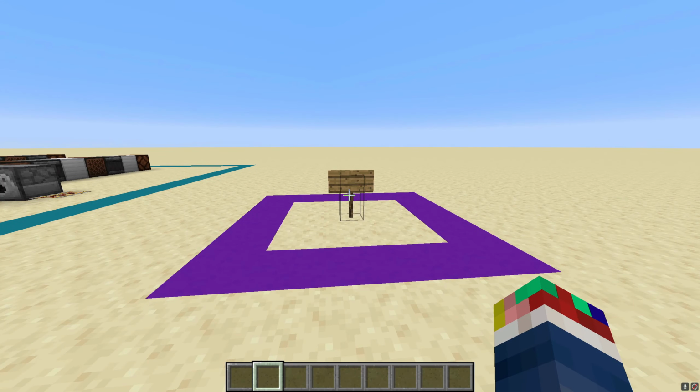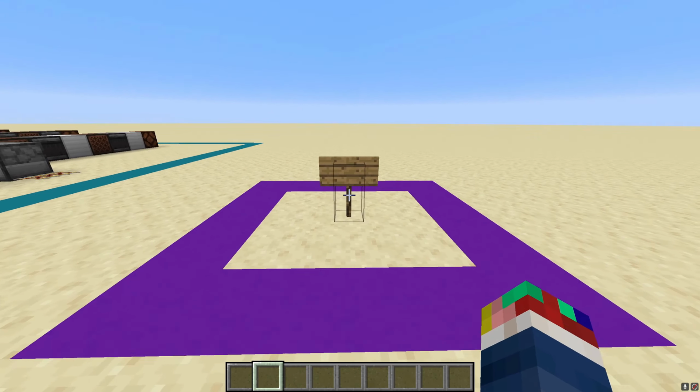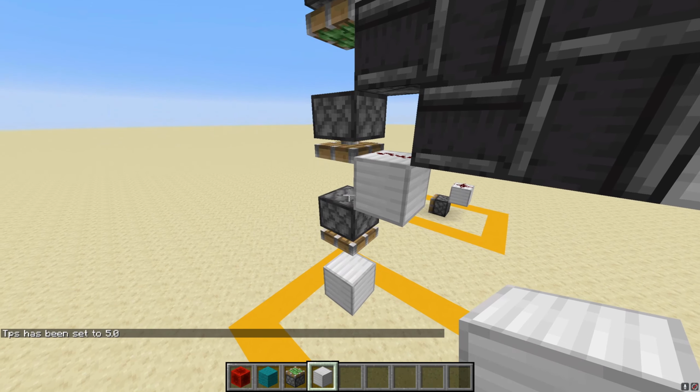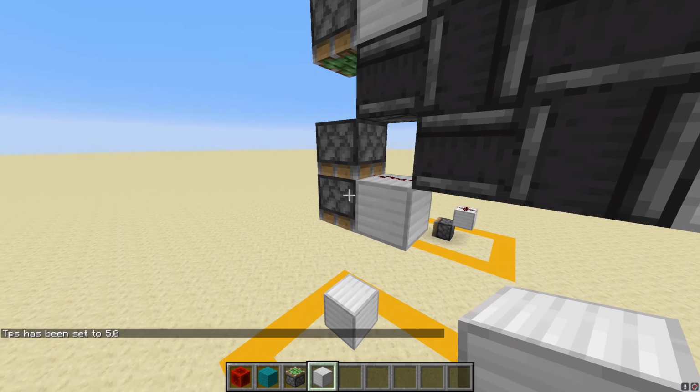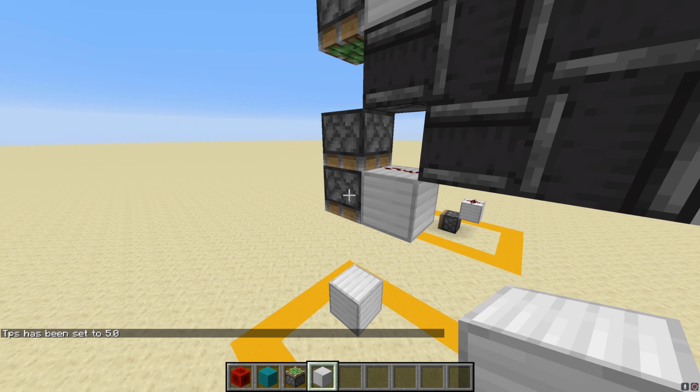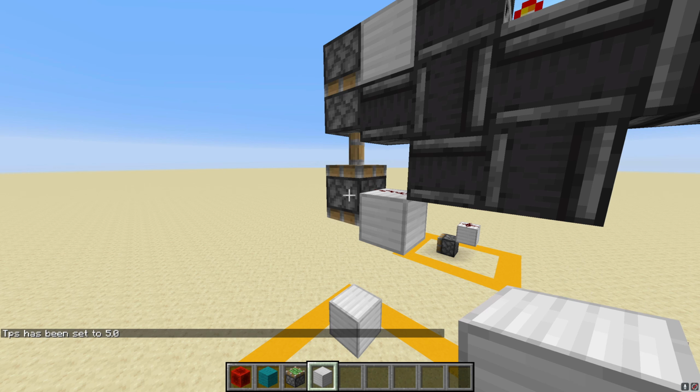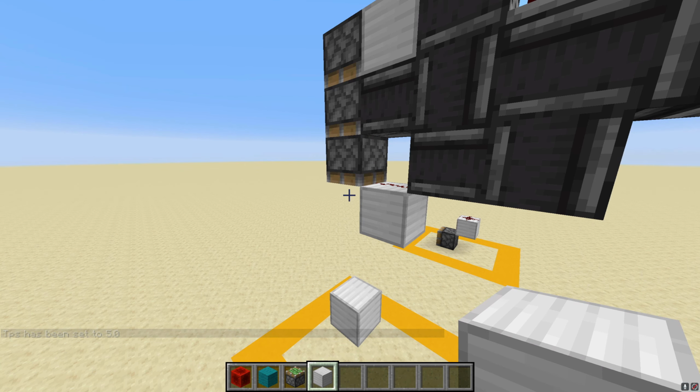The 5th advanced tip that we're going to be covering in today's video is actually the game speed mod. You actually saw this previously when I was going over the triple piston extender design. The pistons were moving really, really slow, and this mod is great if you want to figure out what's happening with your redstone contraptions.